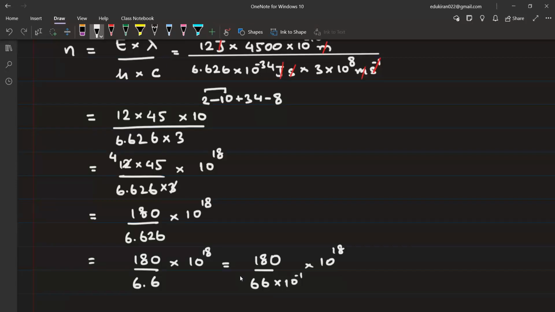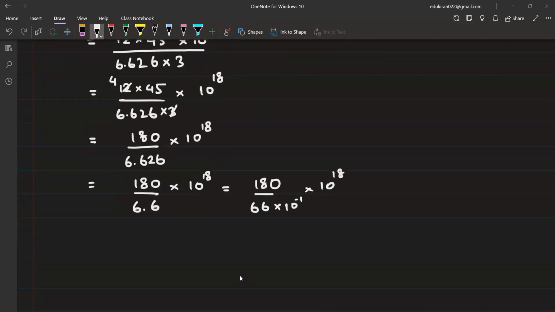How much? 18, right? Now 66 can be divided in such a way. 66 divided by 6 will be 11, and this will be 30. Correct? I'm dividing both these numbers by 6. So 6 ones are 6 and 6 ones are 6, right? So 66 is 11, and 6 3s are 18 and 1 0. Now you have got 30 divided by 11 into 10 to the power minus 1. So it will become plus 1, which is 10 to the power 19.